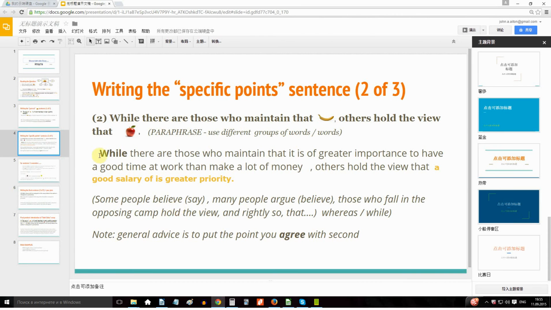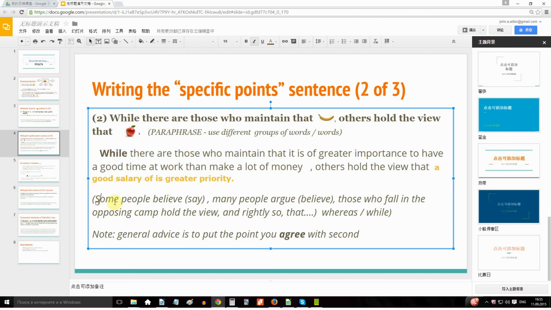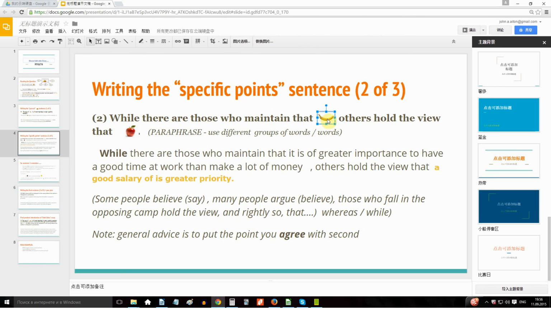First I want to say that you don't have to use this. Some people say that blah, blah, blah, and believe it. Okay? Now, general advice is that you should put the point you agree with second. For example, let's say I agree with the banana point, and I don't agree with the apple point. That means I put the banana point here and the apple point there. If you agree with the apple, you put the apple point second and the banana point first. You don't have to do this, but that's what some people advise.